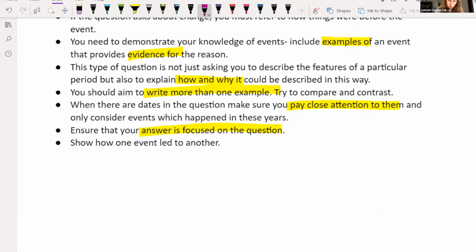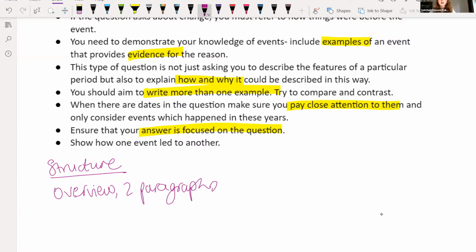So the structure then for a write an account question. You're looking for basically an overview and 2 paragraphs.